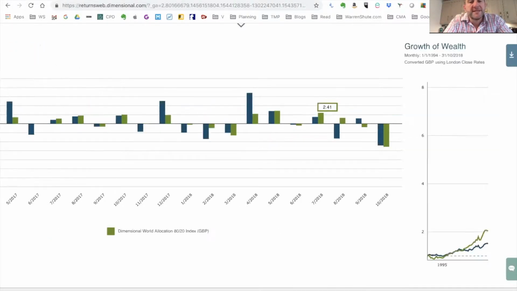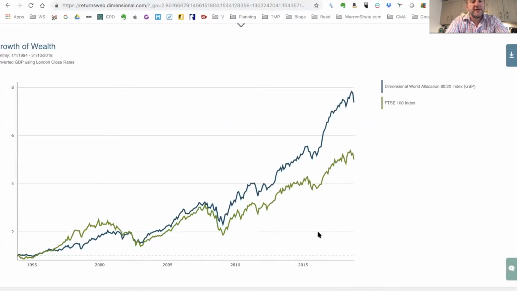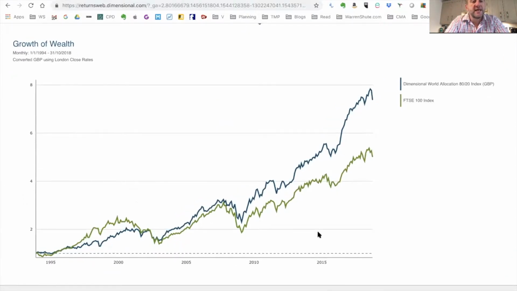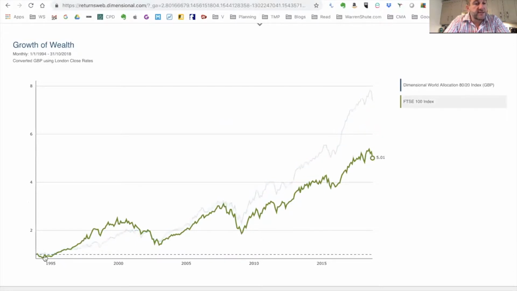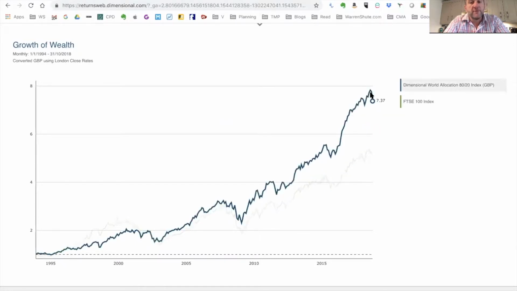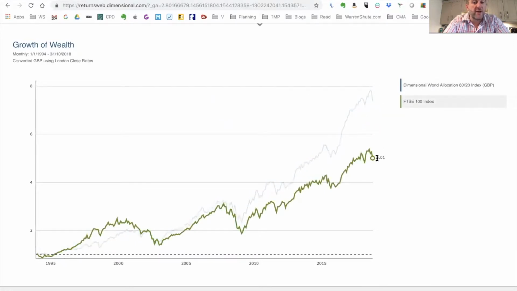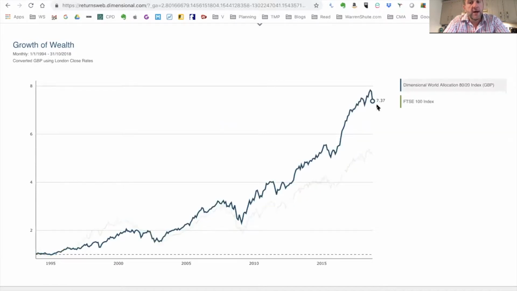It's those ups and downs that create this. This is what you're most used to seeing. This is the long-term return to the market. And you can see from starting at a base point of 1, the FTSE here is up about 5 times over this period, and our portfolio is up 7. Now, that's not because we're fantastic. It's just the way it's constituted.